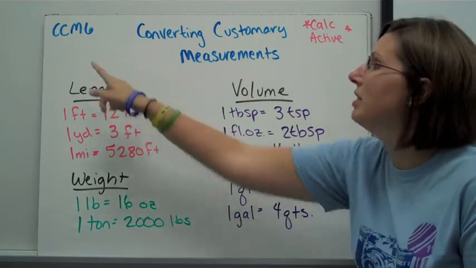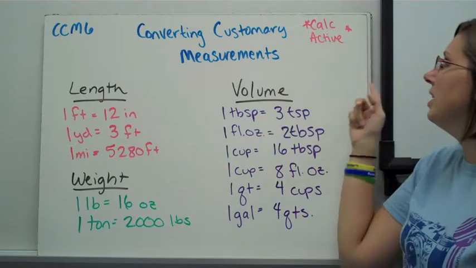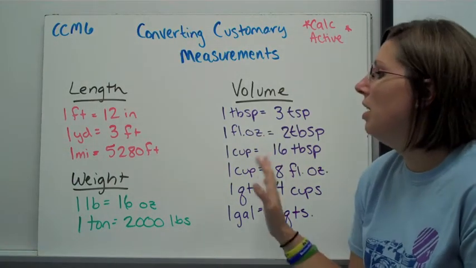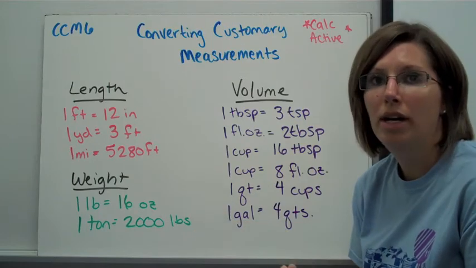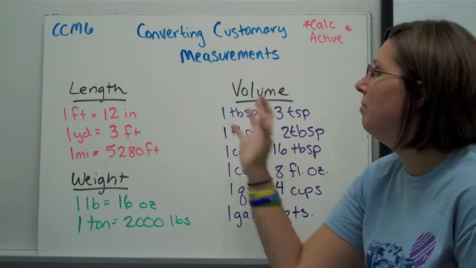Today we're talking about CCM6, converting customary measurements. This is a calculator active type of activity. So we're going to be converting customary measurements. Those are measurements that we use here in the United States. Here are some common measurements.